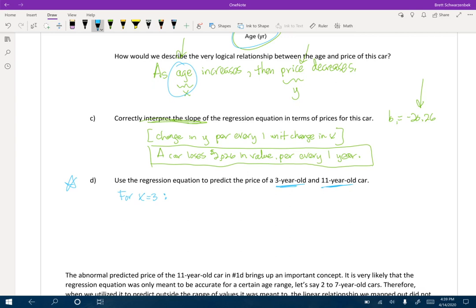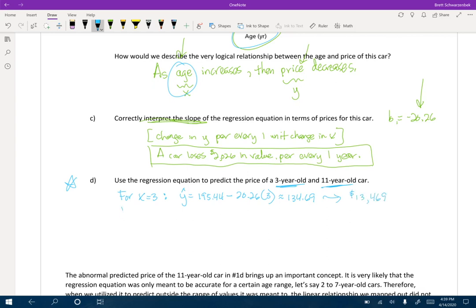So we would do y hat, which is our predicted y, is equal to 195.44 minus 20.26 times x, which is 3. We would get approximately 134.69. This in hundreds means we're going to get a price of $13,469.